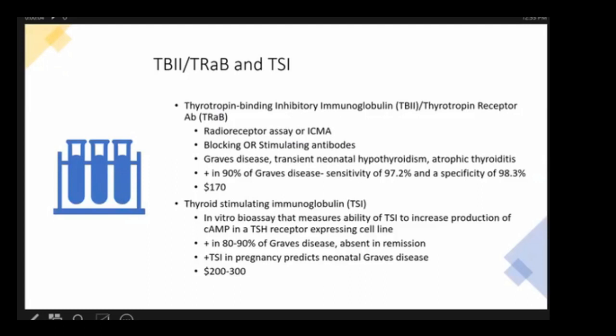Another important note is the TRAB or the TBII is reported as a titer in units, whereas the TSI is reported as a percentage of activity. Both of these can be followed throughout the course of Graves' disease treatment to see how a patient is responding.